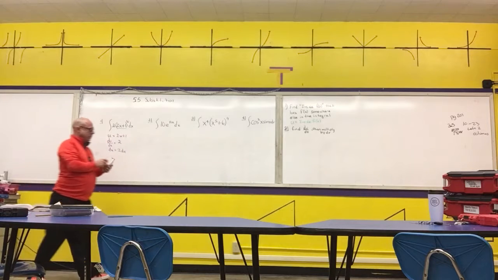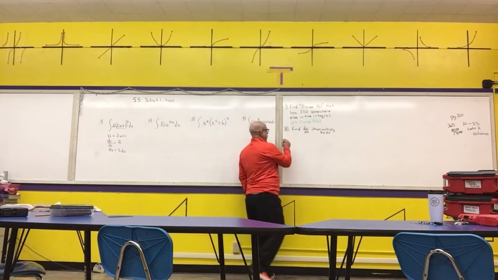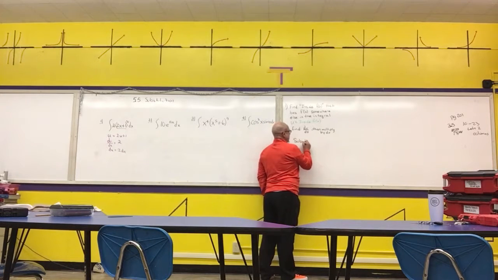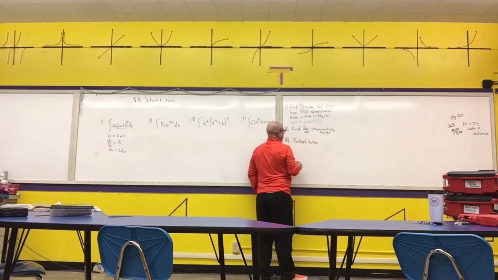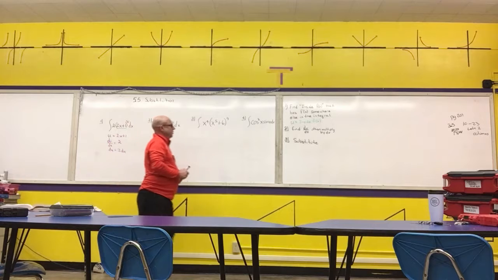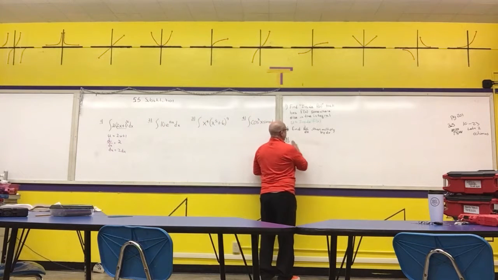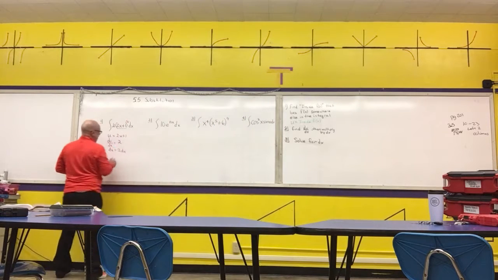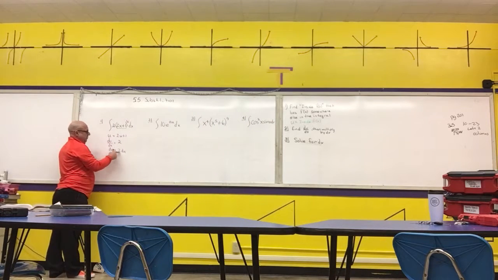Your third step is to substitute for u and everything else. Actually, I'm going to do something a little bit different. Step 3, we are going to solve for dx. This is going to make some of our other problems easier. So to solve this for dx, I'm going to divide both sides by 2, and I get dx equals du over 2.